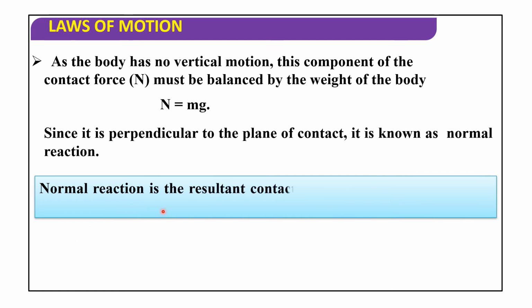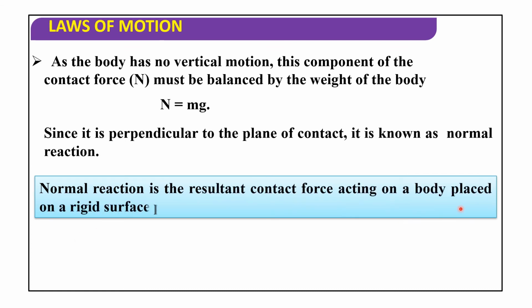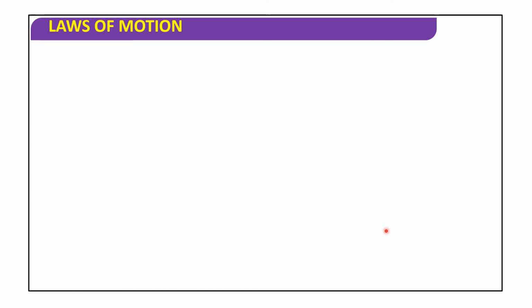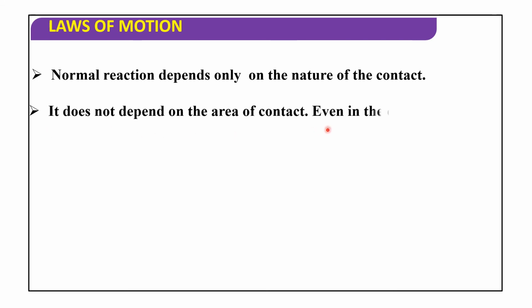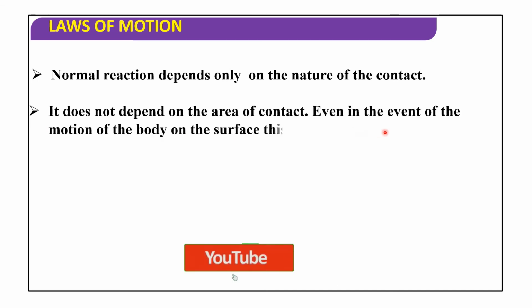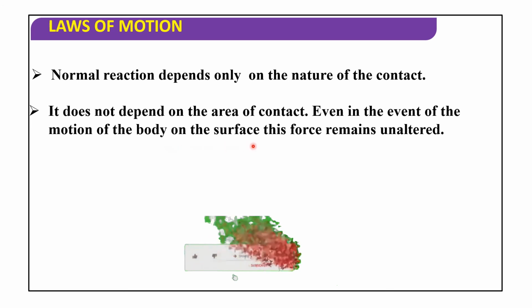So normal reaction is the resultant contact force acting on a body placed on a rigid surface, perpendicular to the plane of contact. Normal reaction depends only on the nature of the contact. It does not depend on the area of the contact. Even in the event of motion of the body on the surface, this force remains unaltered.